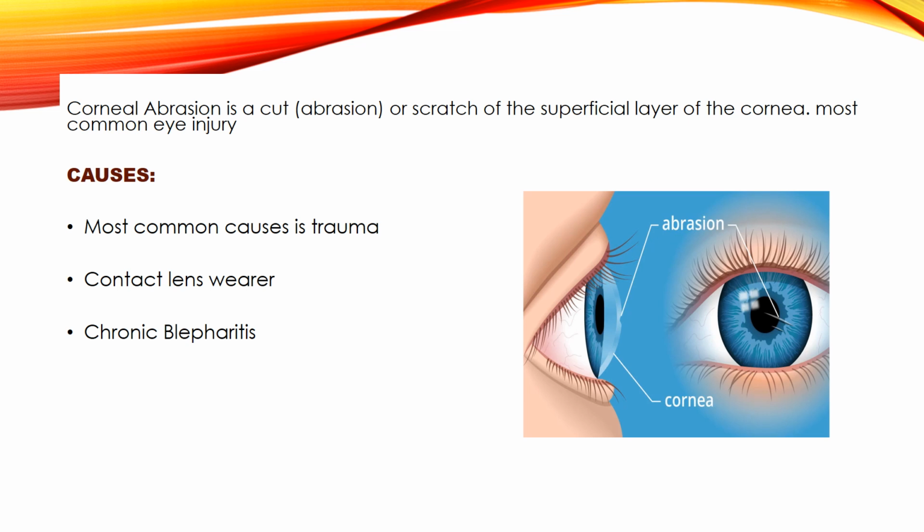It is the most common eye injury of the cornea, and the causes are trauma, contact lens wear and blepharitis. Trauma with a nail, finger, dust particle, insect or anything can cause corneal abrasion. Here you can notice the corneal cut and corneal scratch in the superficial layer of the cornea, that is the epithelium layer, which is the site of abrasion.